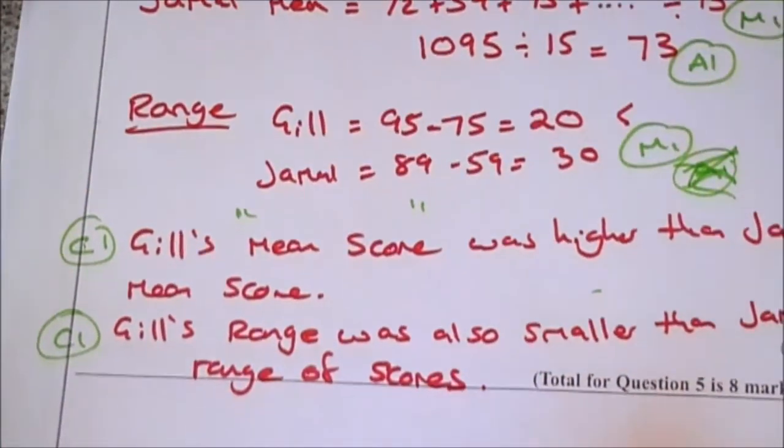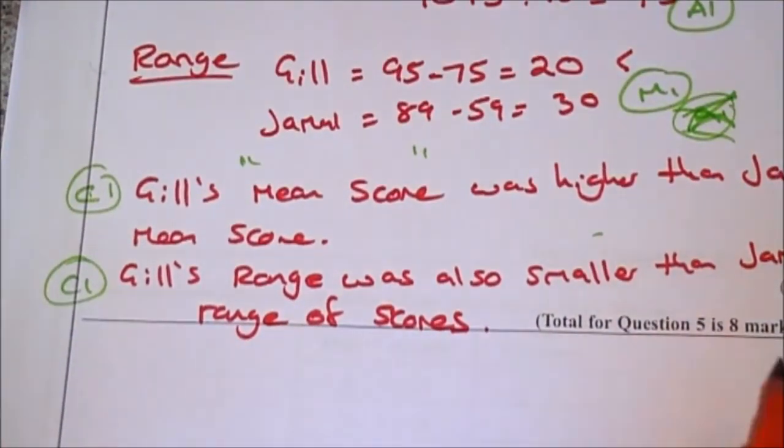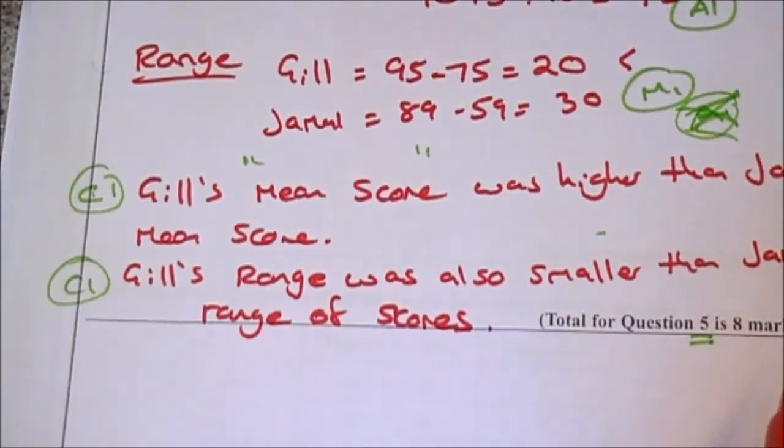And then you get a second communication mark for comparing the range. So that's a 5-mark question. Plenty of marks available there, but plenty of places that one could go wrong.